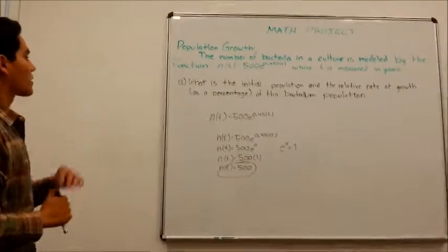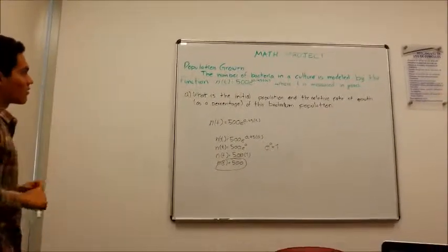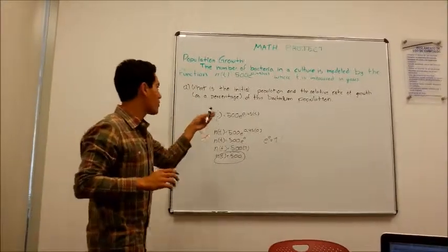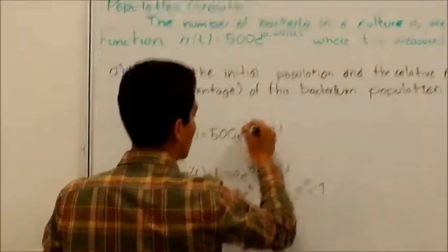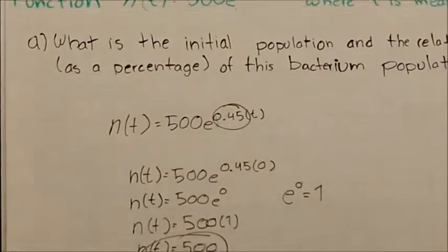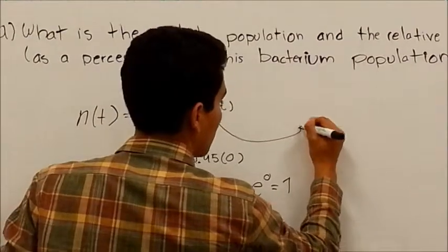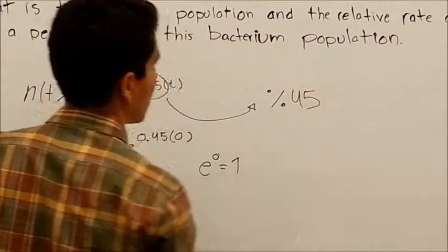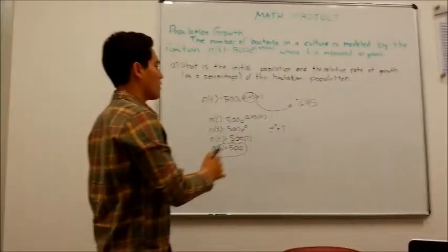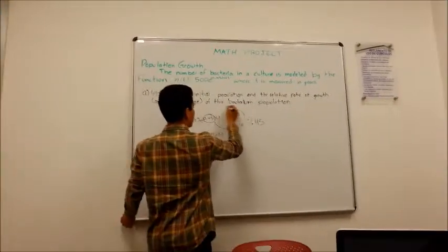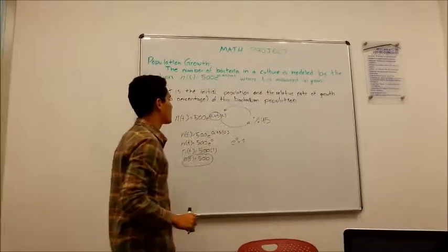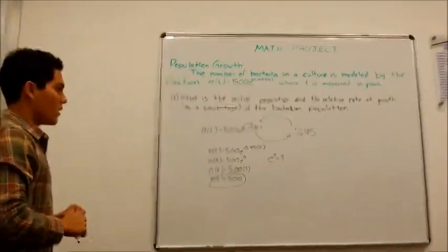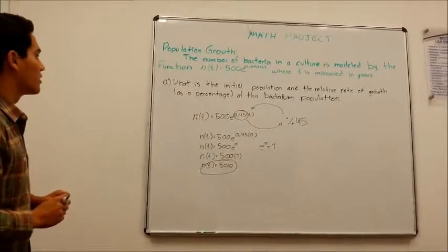And then, what is the relative rate of growth as a percentage? It is this one. As we know, this is the same as saying 45%, because it turned into a decimal number, and that's everything for the first question.